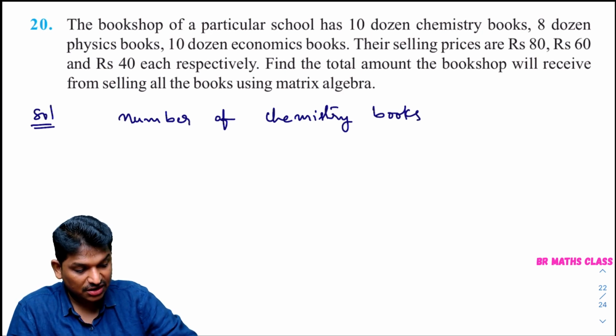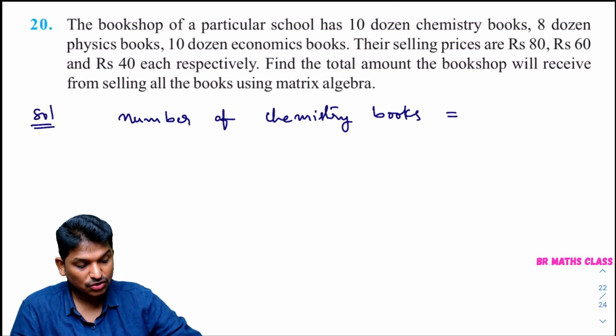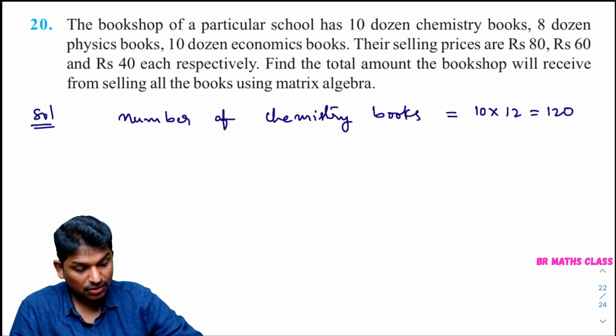How many chemistry books are there? 10 dozen. 10 dozen means what? 10 into 12. 10 into 12 is what? 10 into 12 is 120. Number of chemistry books: 120.